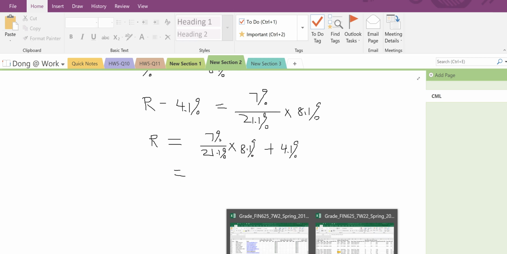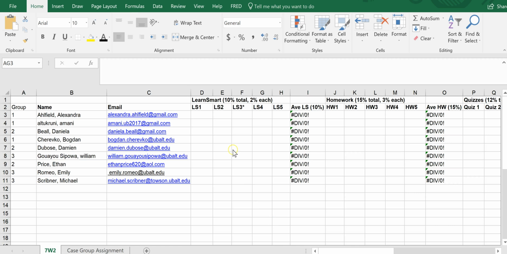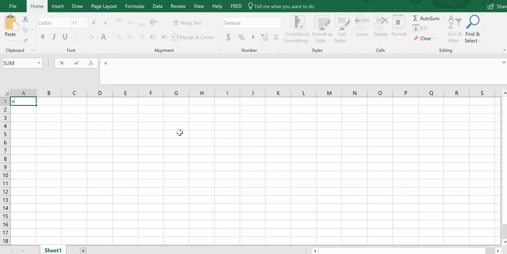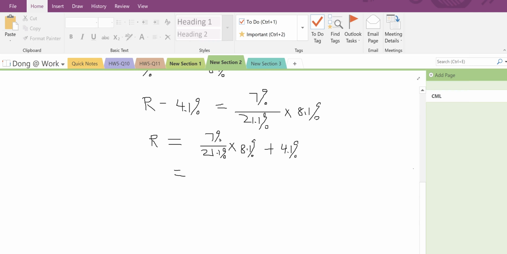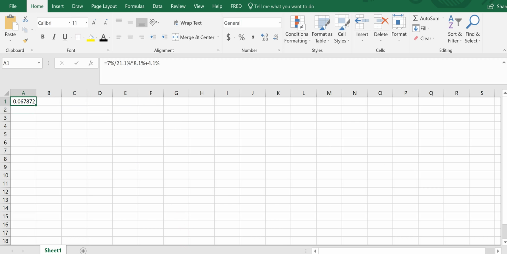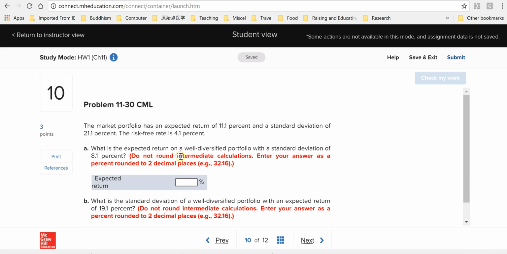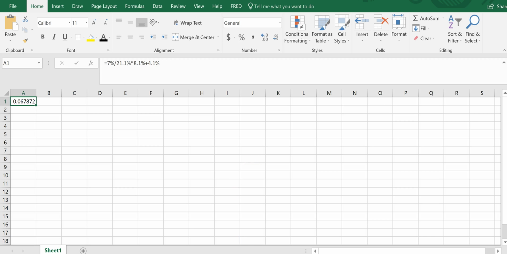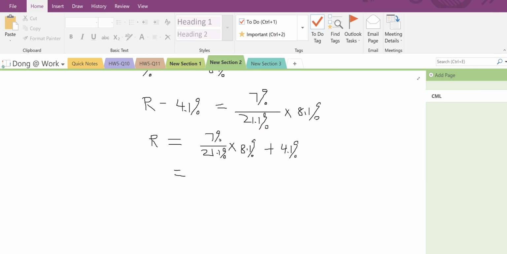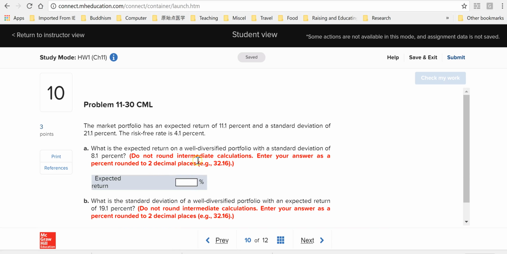So let me just use my Excel. So this is 7% divided by 21.1% times 8.1% plus 4.1%. So this gives me, you have to be careful about a rounding requirement here. Do not round intermediate calculations. And that's why I kept this whole chunk rather than just calculating its value, because I don't want to round the intermediate calculations.